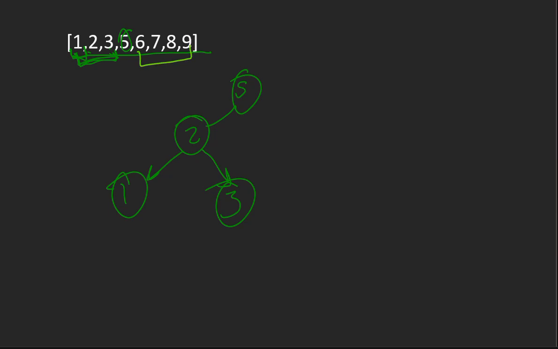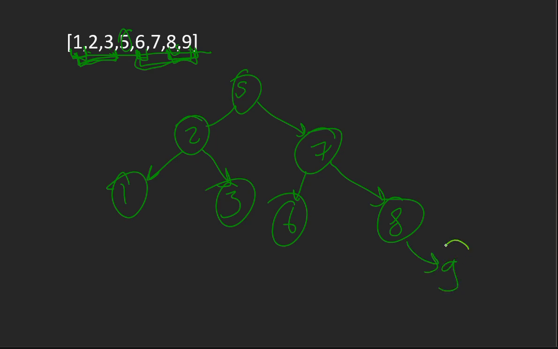Now on this side we have 6 7 8 9. Which one is the middle element? 7 is the middle element. On the left of 7 we have only 6. On the right of 7 we have 8 and 9. Which one is the middle element? 8 is the middle element of that, so 8. On the left of 8 we have nothing, but on the right of 8 we have 9.